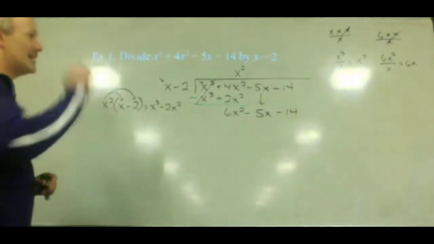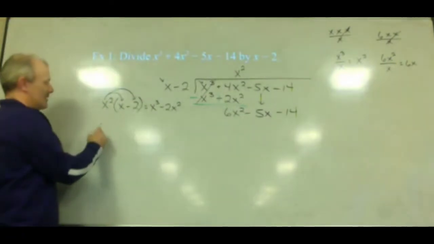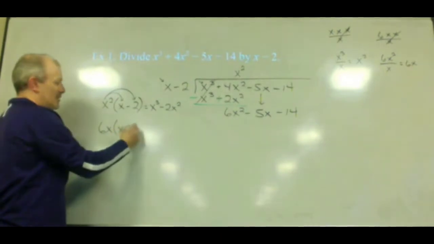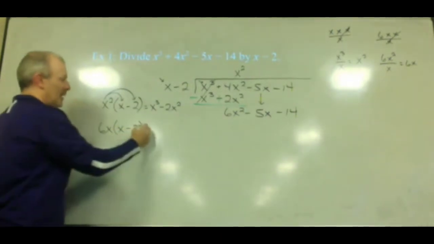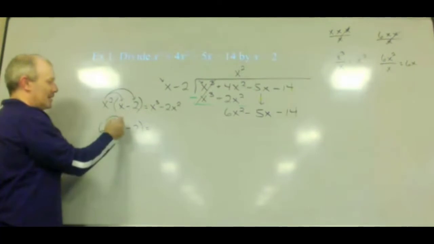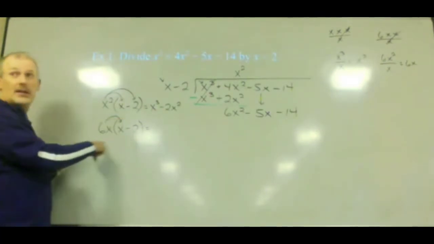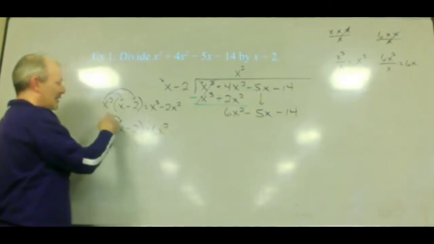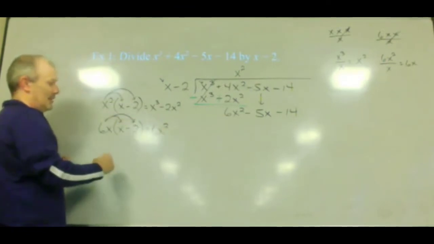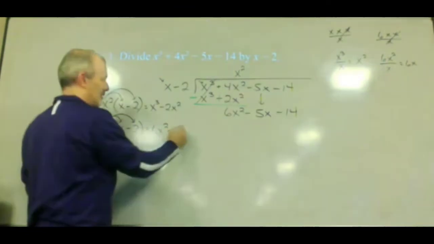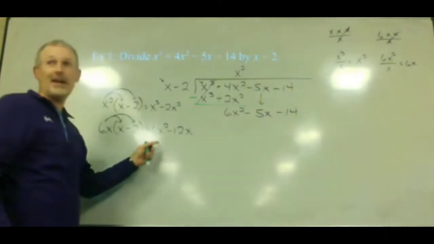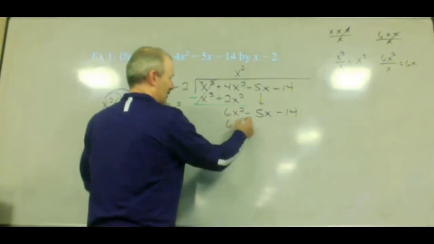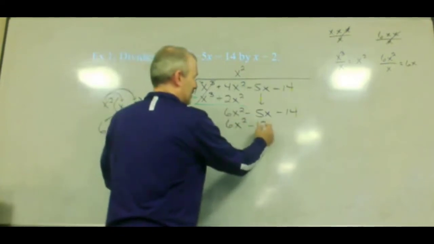Okay, so that tells us we're going to multiply by 6x. And we're multiplying that by this x minus 2. And when we multiply that, what do we get? Here we're going to get 6x squared, that's good because that's what we need, right? And then here we're going to get what? 12x. Minus 12x. So we're going to take that and put it under here again. So 6x squared and minus 12x.